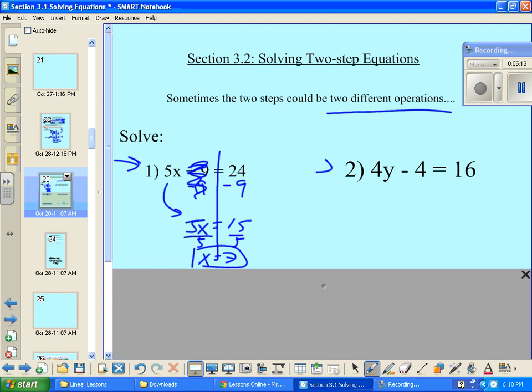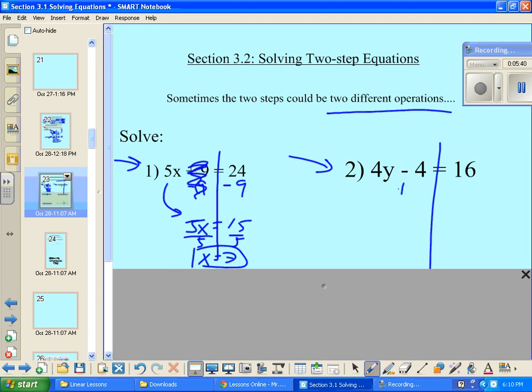Problem number 2, 4y minus 4 equals 16. I draw my line to remind myself to do the same thing on both sides when I keep my equation balanced. In this problem, they have y times 4 and they have y minus 4. So they're multiplying by 4 in this problem, and they're also subtracting. Again, which one am I going to deal with first? I'm going to deal with the adding or subtracting one first. When I'm solving the equation, that's usually the best step that's going to get me to the answer.